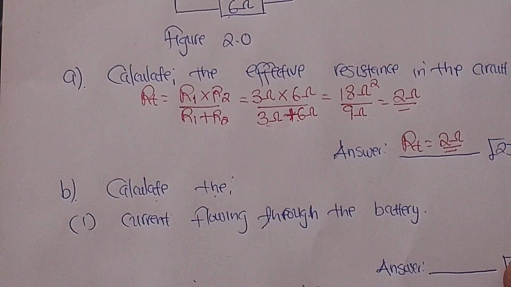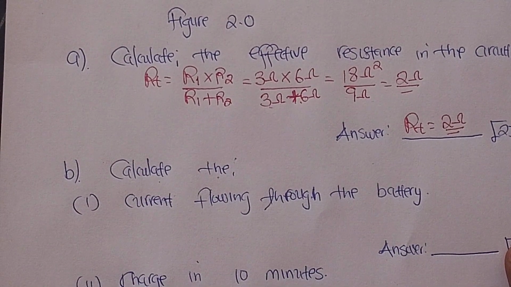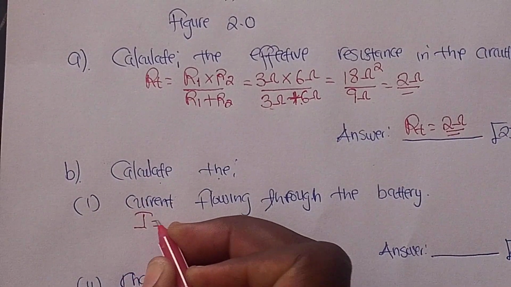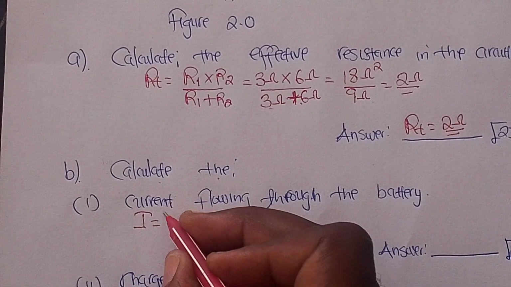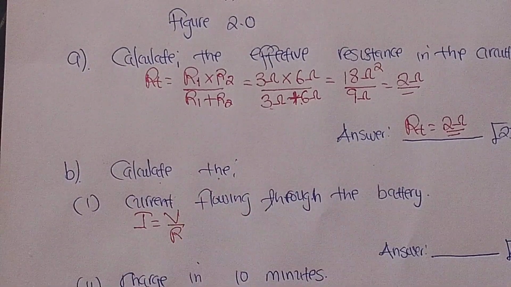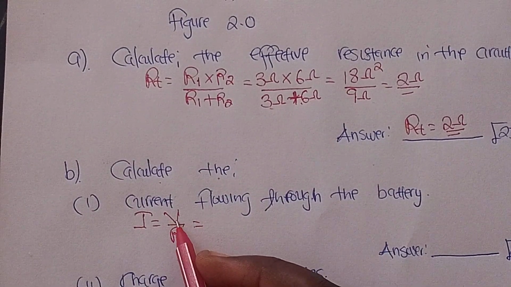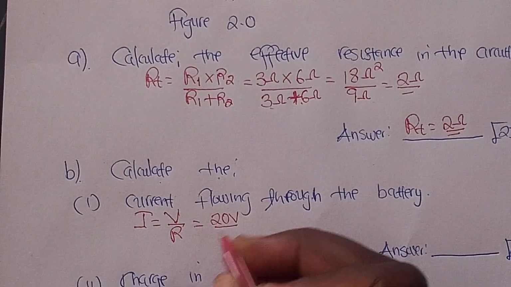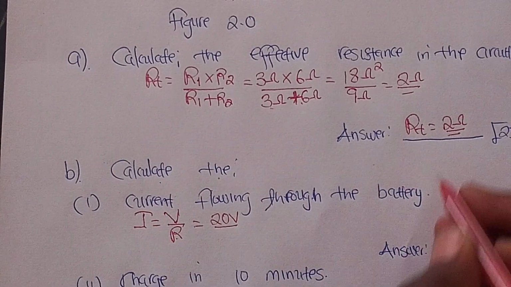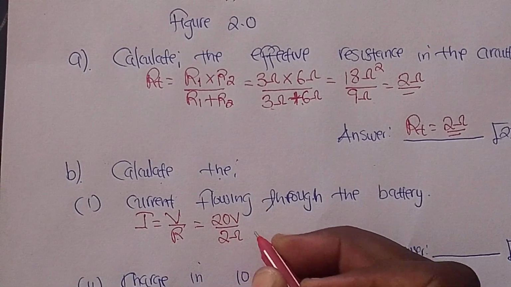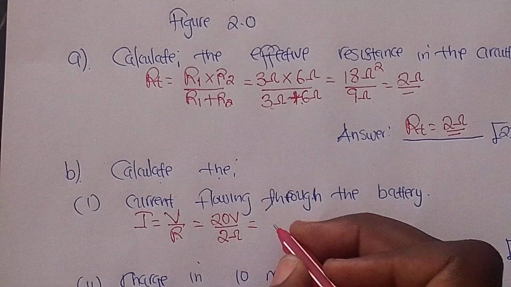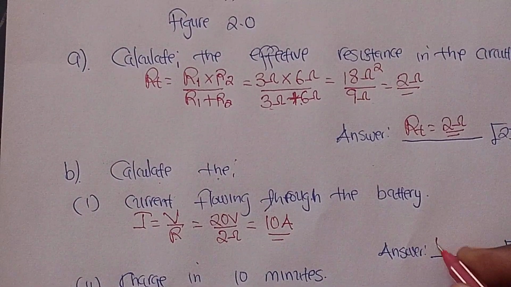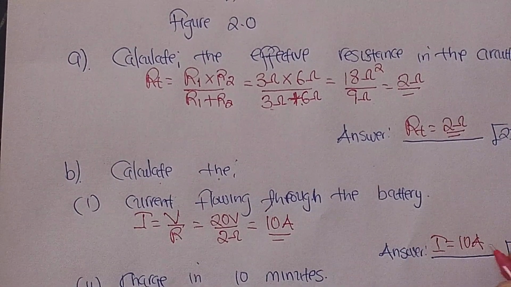Then from here, we move on to B. Calculate the current flowing through the battery. Current in physics is represented by I, and it is given by voltage over resistance. Do you have the voltage? Yes, that was the 20 volts they gave in the question. Over, do you have the combined resistance? Yes, it's 2 ohms. So we're going to divide by 2. So 2 into 20, we're going to get 10, and this is in amps. So the current here is 10 amps.